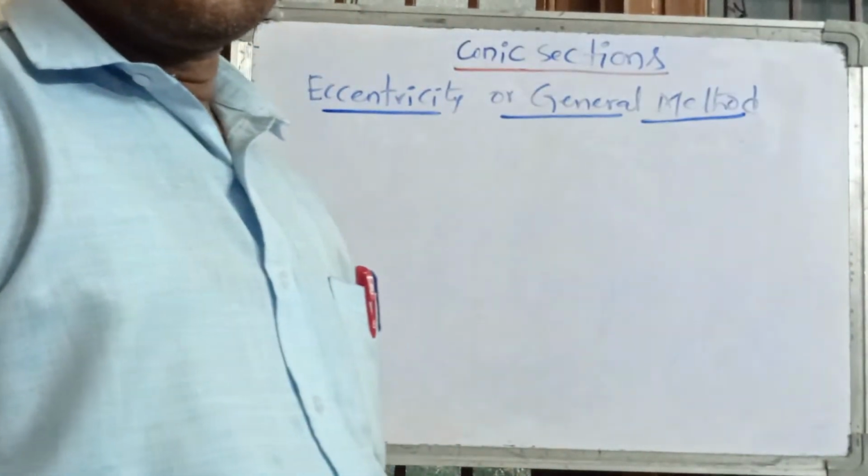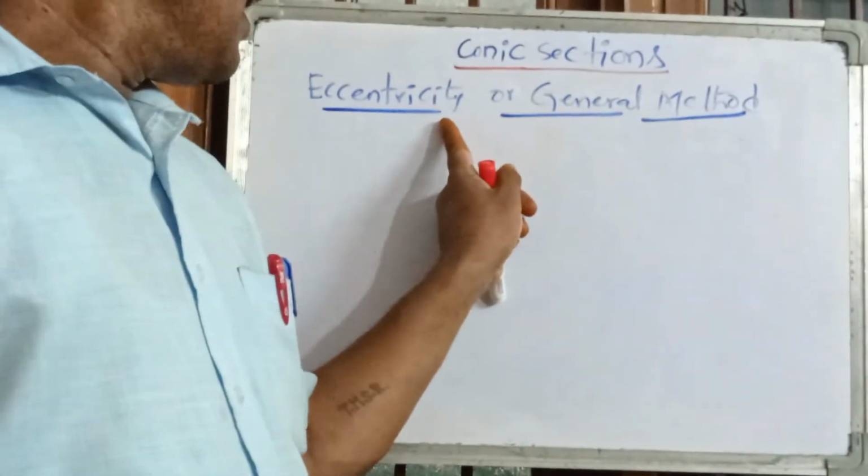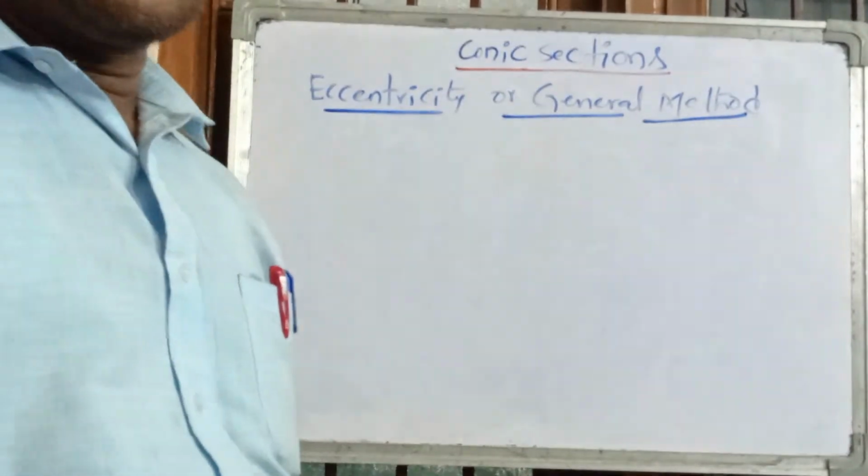the general method. We have different methods for parabola, different methods for ellipse, and different methods for hyperbola, and for a combination of all, one method is there. It is called the general method, or we can call it the eccentricity method. By using this method, we can draw an ellipse, parabola, or hyperbola. So today we will see this eccentricity method, or general method.